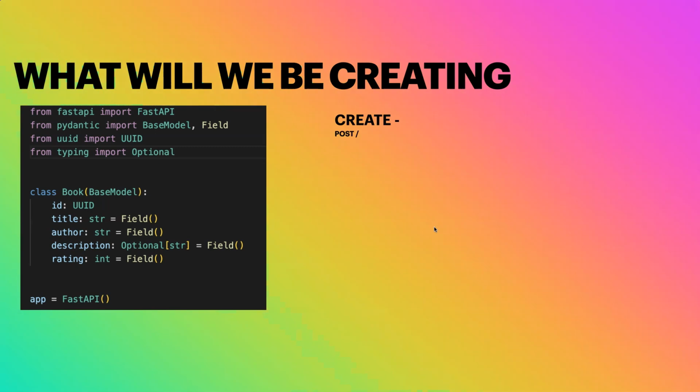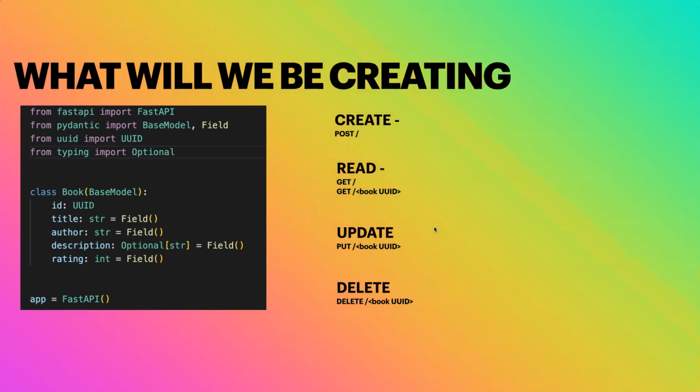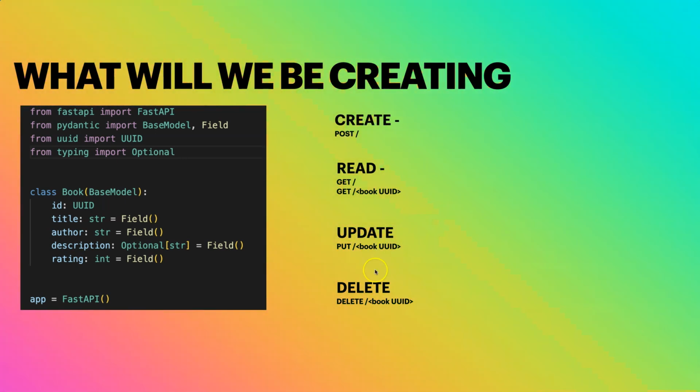And as always, we'll be doing the CRUD operations: create, read, update, and delete. For create, you can use the post HTTP request method. For read, you can use the get HTTP request method, or if you want a specific book, you can do get and then the book ID, UUID. For updating an existing book, you can use the put HTTP request method, as you can see here. And for deleting a book, you can use the delete HTTP request method, supplying the UUID. Okay, so that's what we'll be covering in this project, Books Project 2.0.